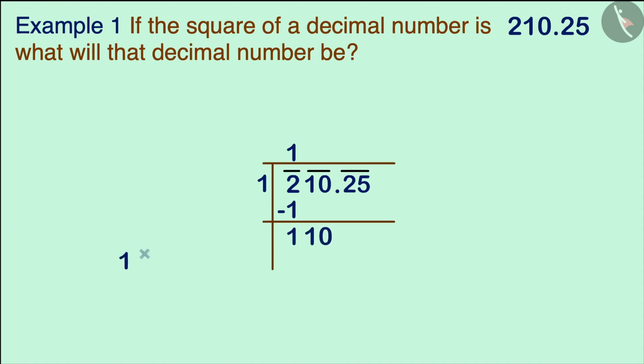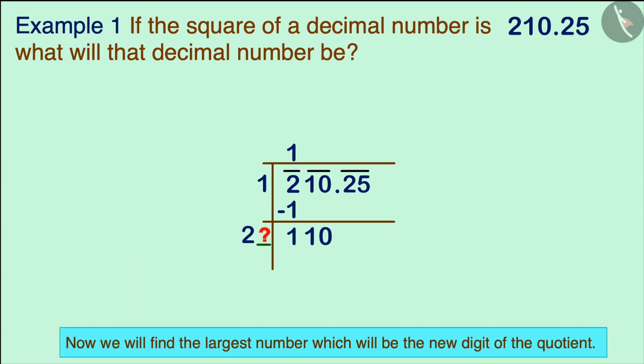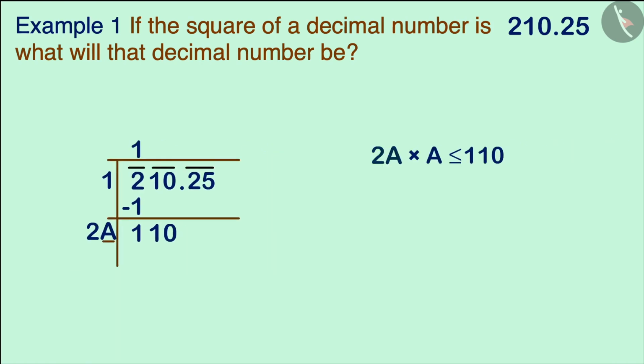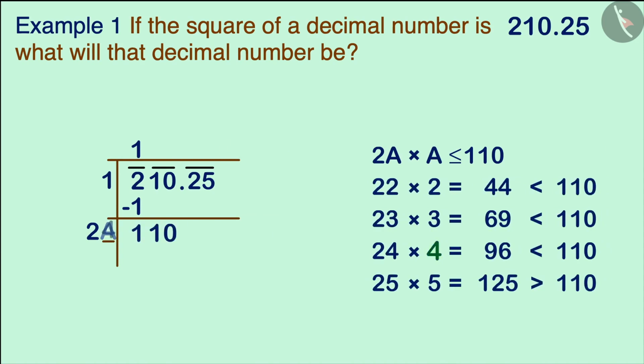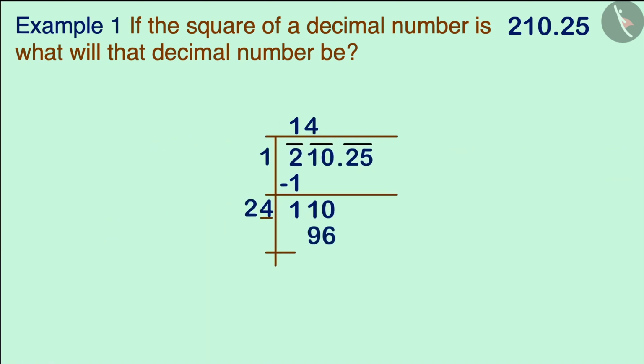Now for the new divisor, we multiply 1 by 2. We will write it as the new divisor, leaving a blank space to the right of the number so received. Now, we will find the largest digit for the blank space. Suppose we take a. So when 2a is multiplied by a, the product obtained is less than or equal to the new dividend. For example, our new number here will be 4. This will also be the second digit of the quotient. Now we will find the remainder. Here the remainder we get is 14.